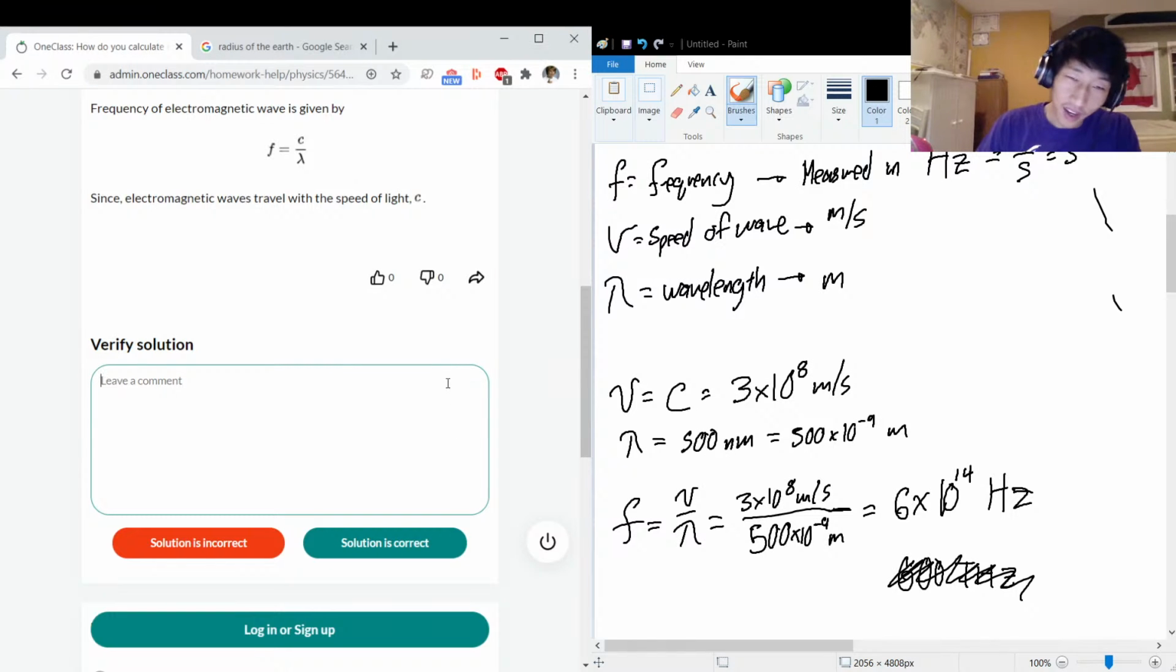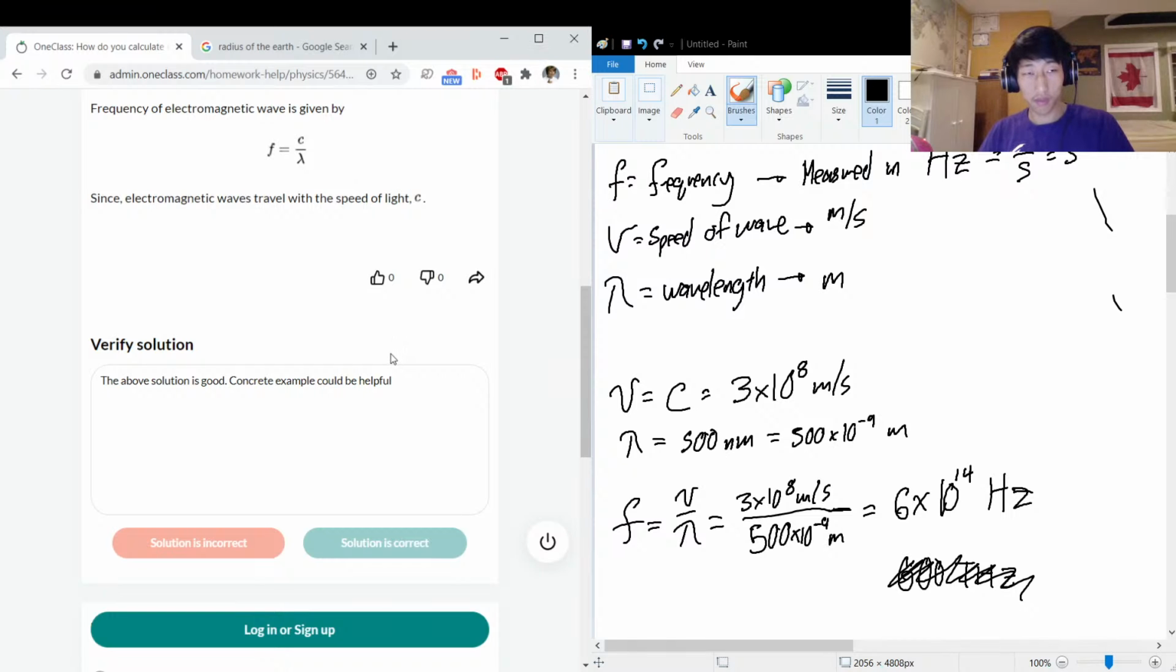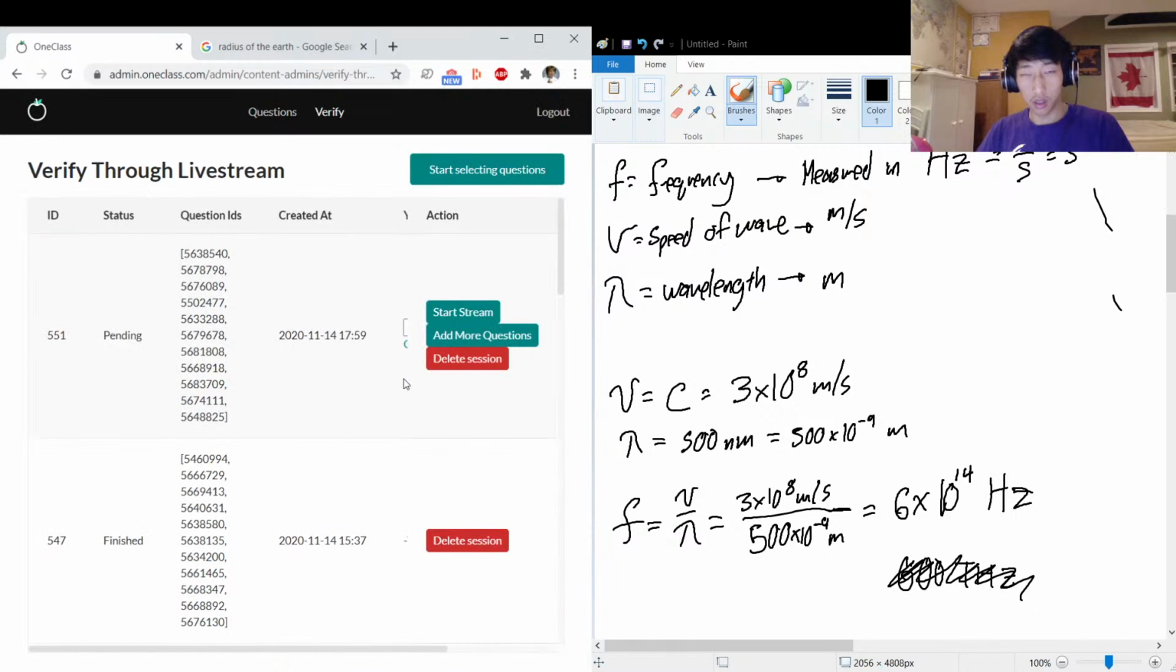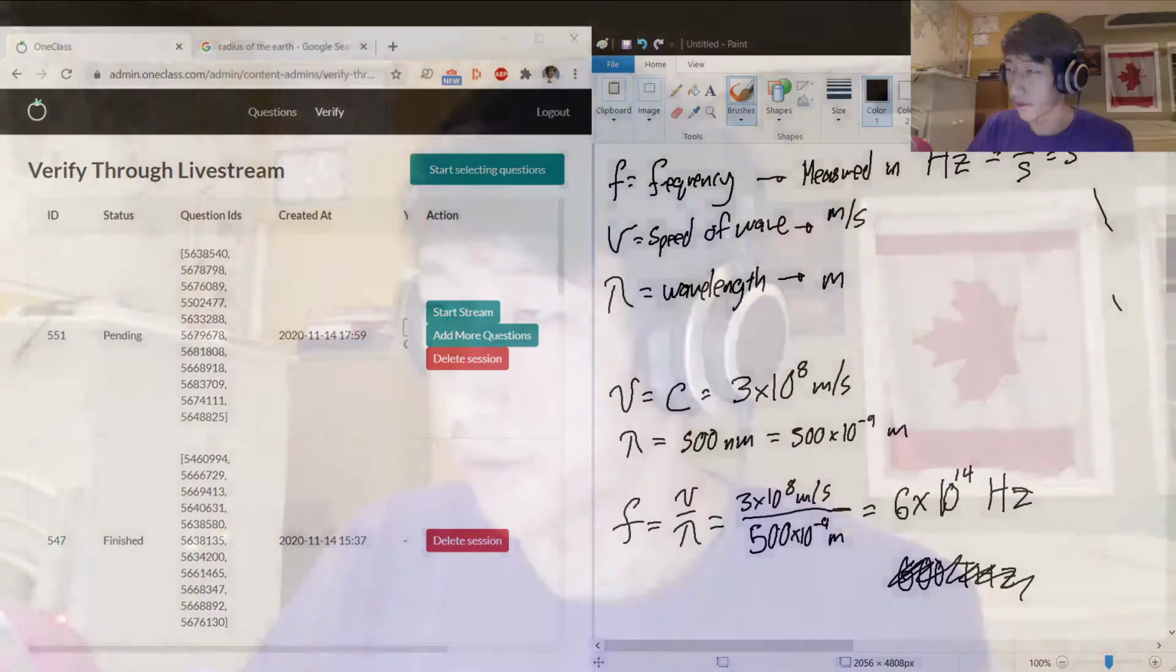Wavy, like gravy. So yeah, the above solution is good. Cool. Example could be helpful. Okay. Oh man, we're done already? Time flies when you're having fun, as the old saying goes. Okay, just prepare something real fast.